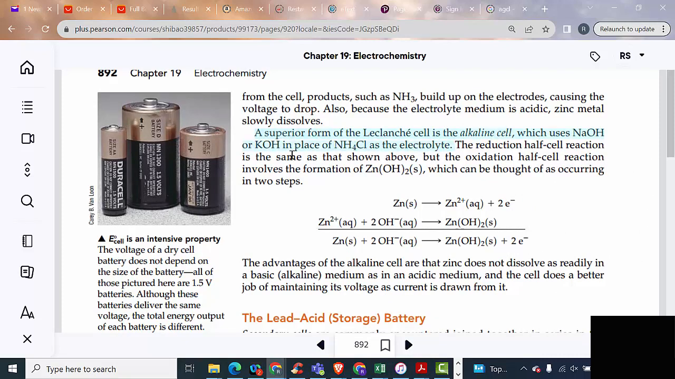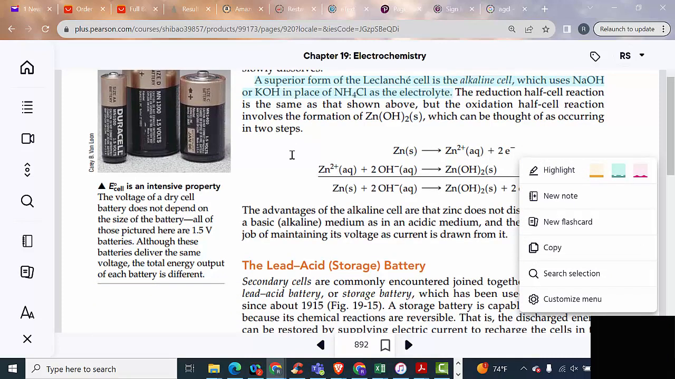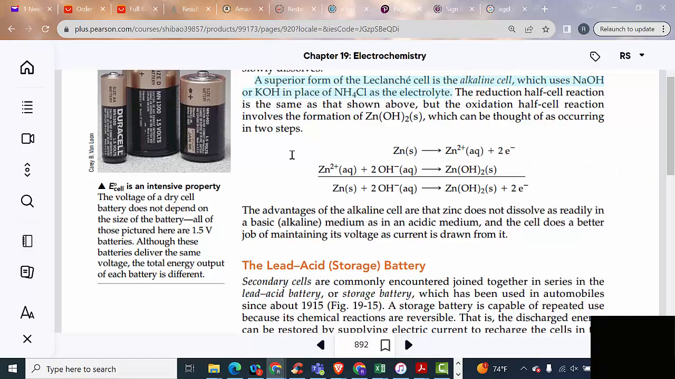And so if we use sodium hydroxide or potassium hydroxide in place of ammonium chloride, what's going to happen? What's going to happen is this. We don't have to generate ammonia. We don't have to make this weird complex precipitate. We can just generate zinc hydroxide immediately. So when zinc ion is produced, it's going to precipitate out zinc hydroxide, solid. And therefore, we're going to get this all in terms of pure solids and pure liquids. The advantages of the alkaline cell are that zinc does not dissolve as readily in basic alkaline medium as acidic medium, and the cell does a better job of maintaining its voltage as current is drawn from it.